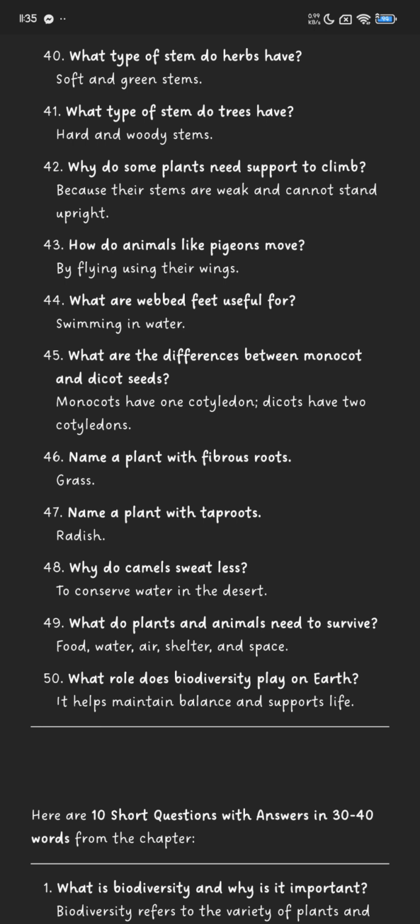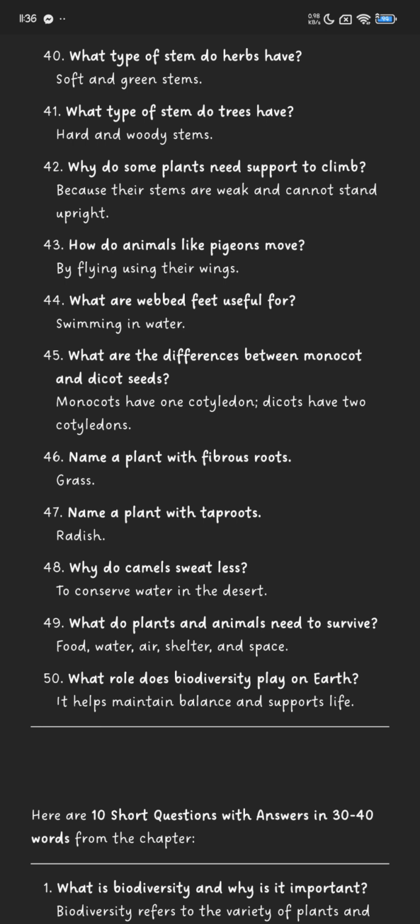What are webbed feet useful for? Swimming in water. What are the differences between monocot and dicot seeds? Monocots have one cotyledon, dicots have two cotyledons. Name a plant with fibrous roots. Grass. Name a plant with tap roots. Radish. Why do camels sweat less? To conserve water in the desert.